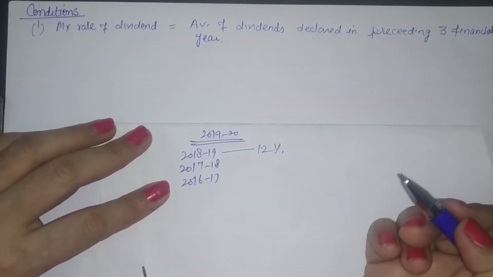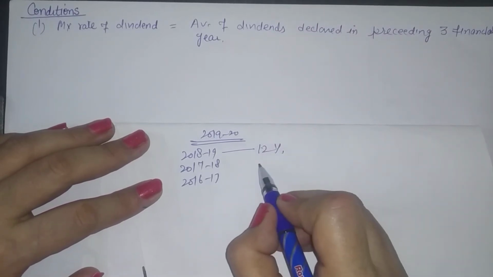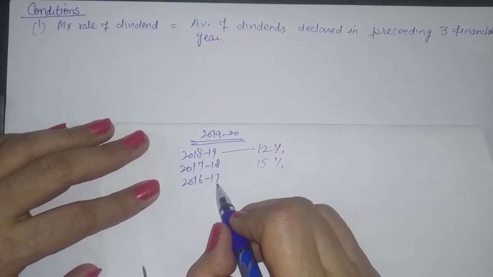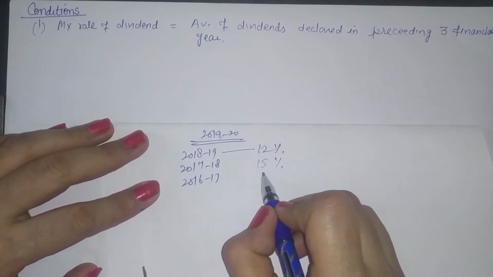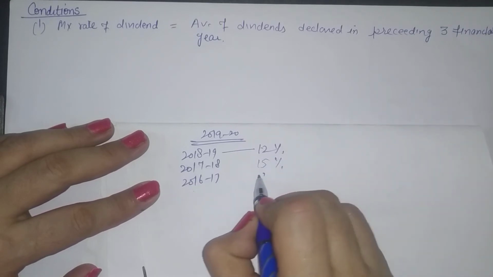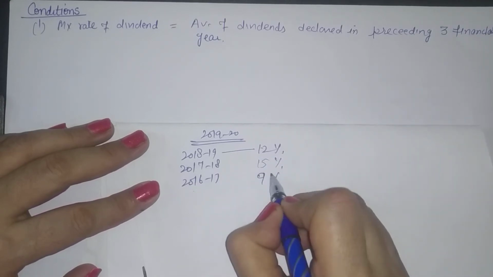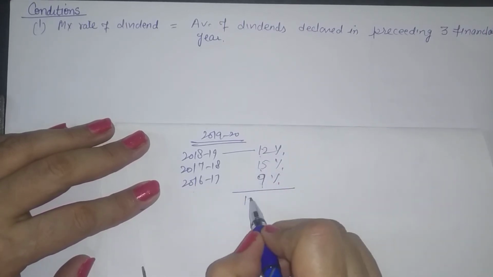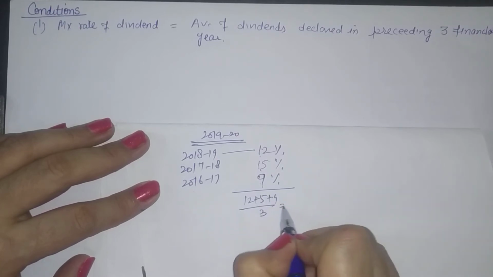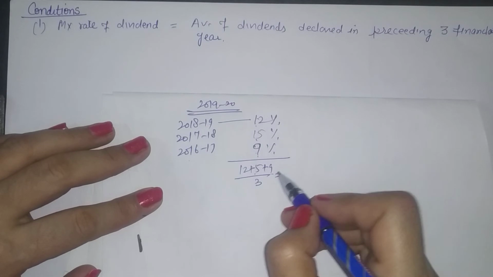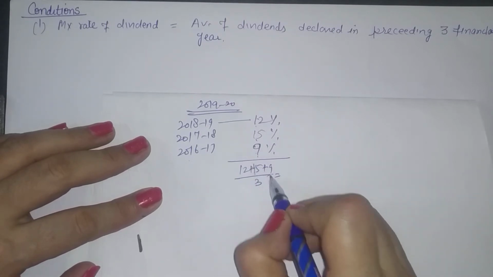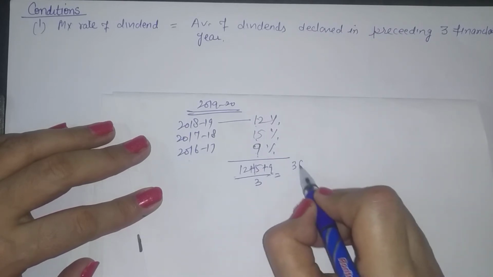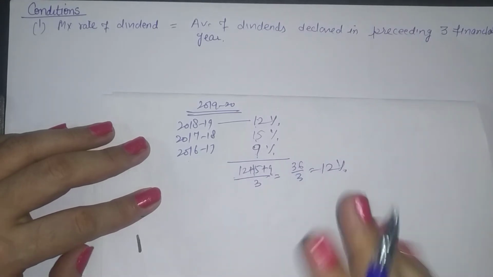Suppose herein the company gave 12%. Okay. Herein the company gave 15%. Okay. And in the year 2016-17 the company gave say 9%. So the average is 12 plus 15 plus 9 upon 3. So this is going to be 12%. So this is the maximum rate.